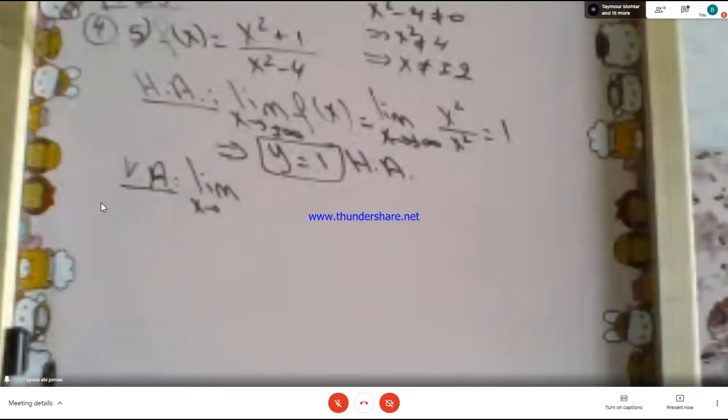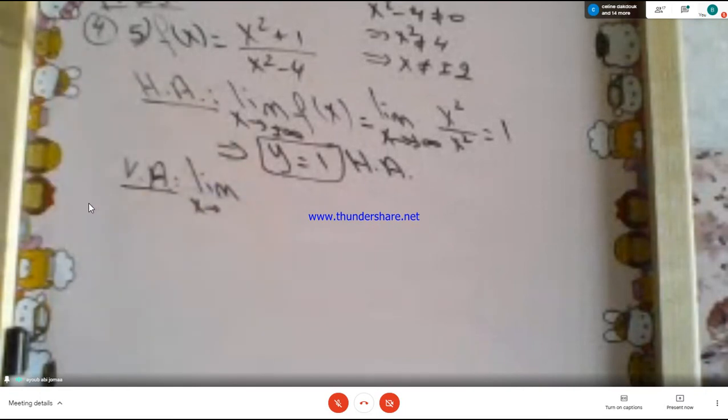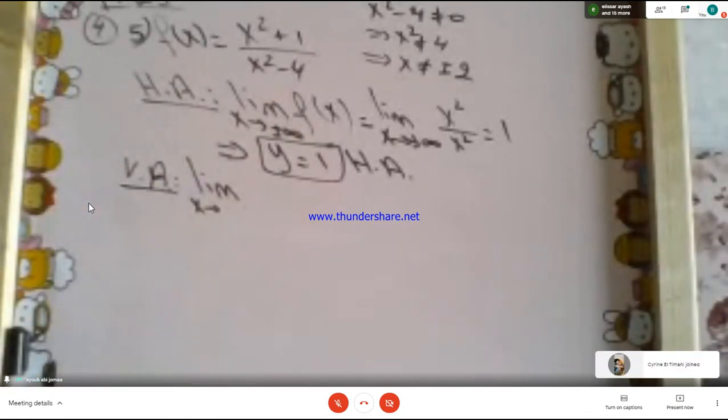For the horizontal asymptote we take the highest exponent. You are finding the limit at infinity, so you take the highest exponent, because you are finding the limit at infinity.